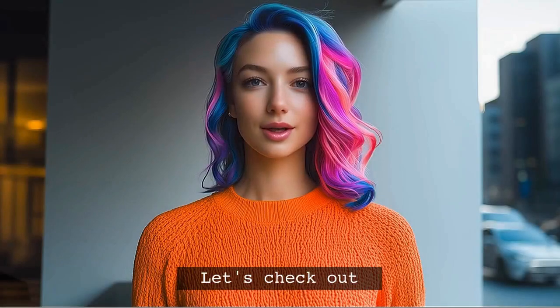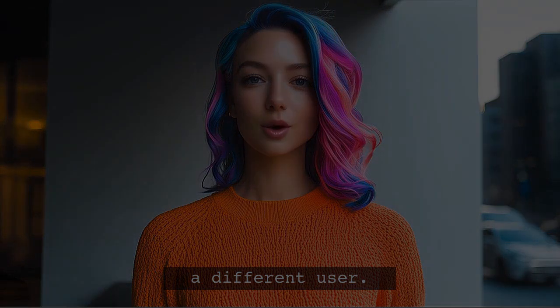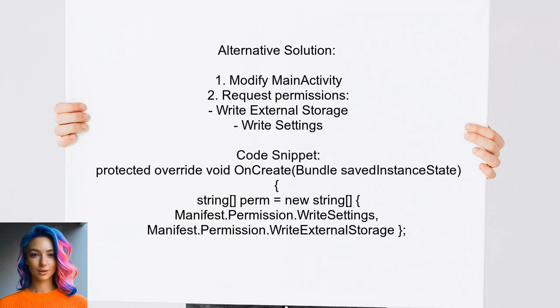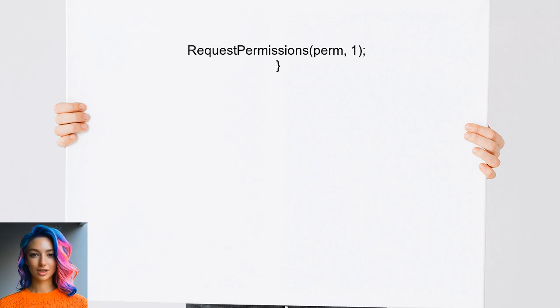Let's check out another perspective from a different user. An alternative approach provided by a user for requesting permissions in Android using Xamarin Forms involves modifying the main activity. They suggest injecting specific code to request the write external storage and write settings permissions.